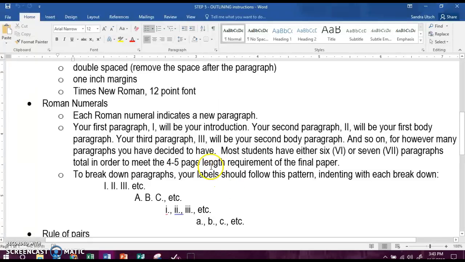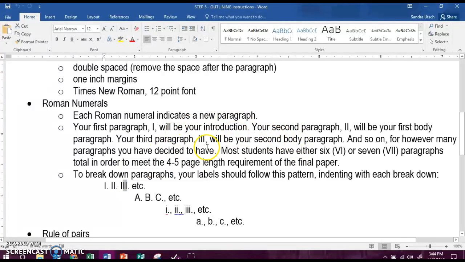Outlines use Roman numerals, which you're probably already familiar with. Each Roman numeral on your outline is going to indicate a new paragraph. So your first paragraph, your intro, is going to be 1. Your second paragraph, which will be labeled number 2, is actually your first body paragraph. Obviously, that'll be somewhere down here on your outline. Your third paragraph, which you'll label number 3, is going to be your second body paragraph, and so on.